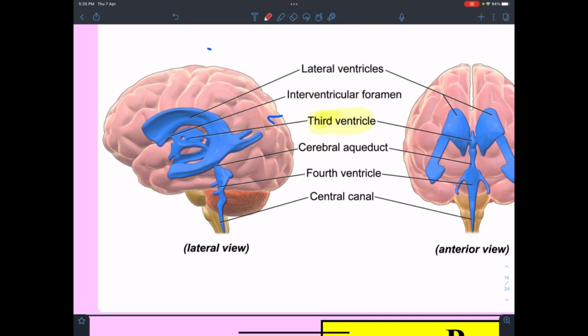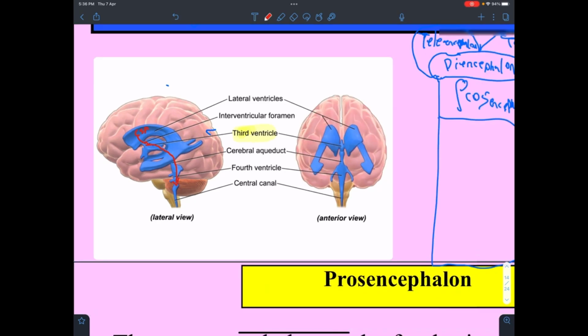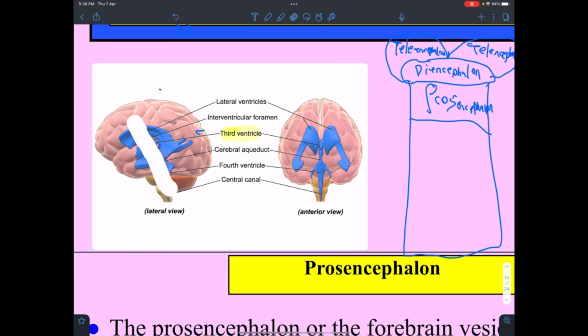In between them, you see this connection right here? This connection is known as the interventricular foramen of Monro. Basically, this allows the lateral ventricle to communicate with the third ventricle. The reason this is important is because of CSF. CSF can flow through this right here from the lateral ventricle to the third ventricle. And from the third ventricle, it can go to the cerebral aqueduct and continue to the fourth ventricle and so forth. That's the purpose of it, basically like a river flow.